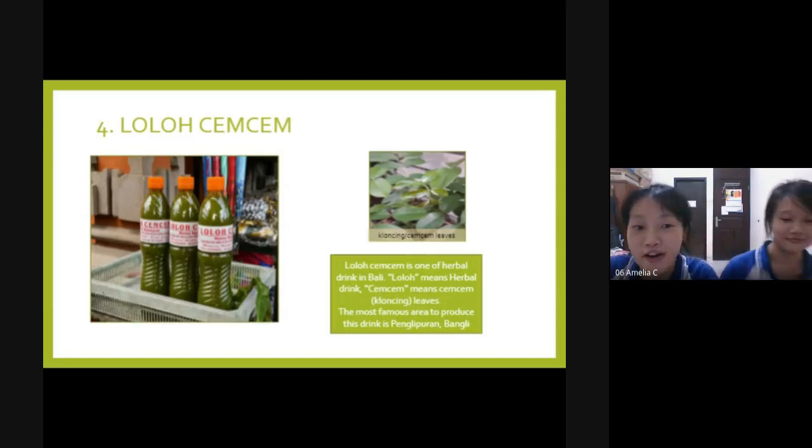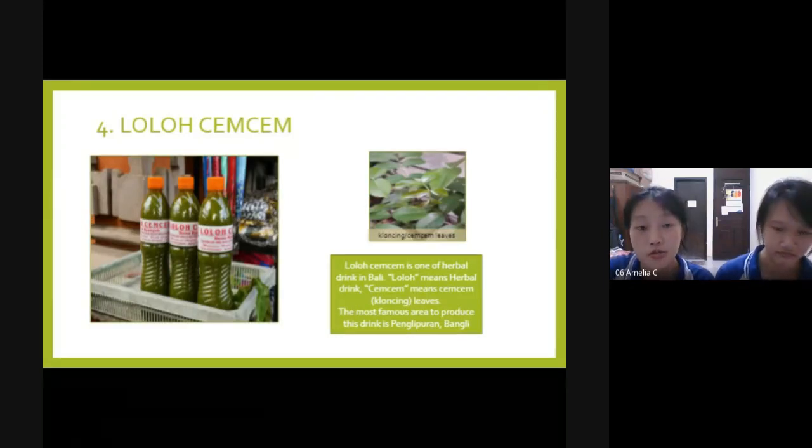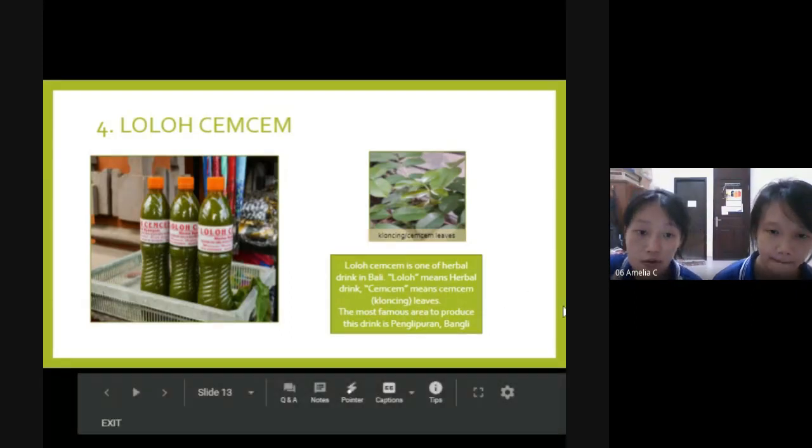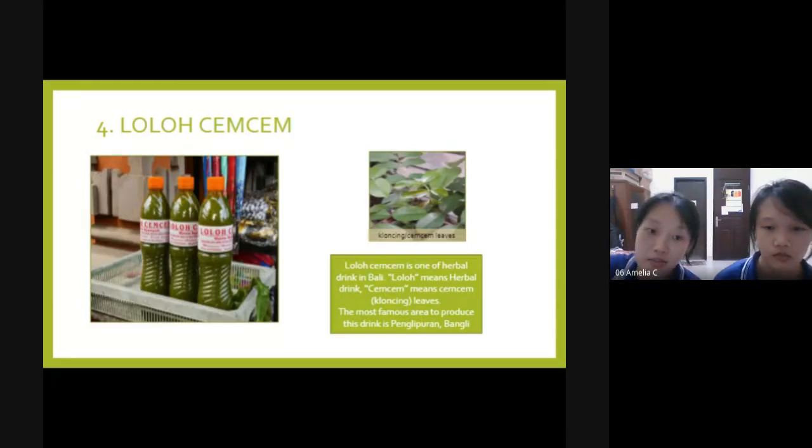And then we can find Loloh Cemcem. Loloh Cemcem is a traditional herbal drink which is usually consumed by Balinese people to keep the body fit and feel fresh. Loloh Cemcem is one of the herbal drinks in Bali. Loloh means herbal drink, and cemcem means cemcem leaves.